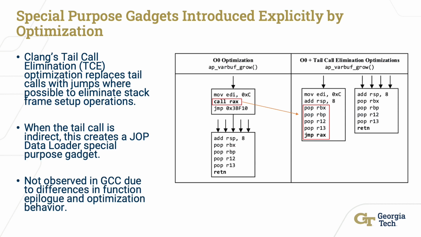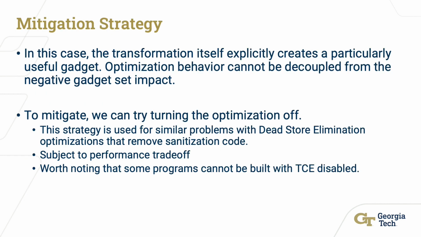The last root cause we'll examine is special purpose gadgets that are introduced explicitly by optimization. Clang's tail call elimination optimization will replace tail calls with tail jumps where possible to eliminate stack frame setup operations. When this tail call is an indirect call, the result is a JOP data loader gadget that is introduced into the code, which performs this function. Unfortunately, the transformation itself in this case is explicitly creating a particularly useful gadget. This optimization behavior cannot be decoupled from the negative gadget set impact.